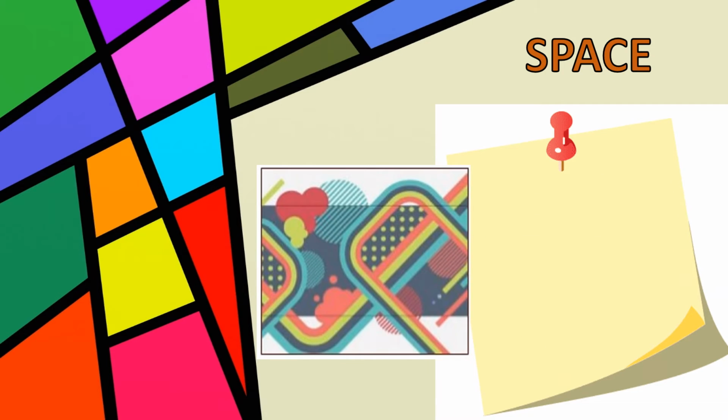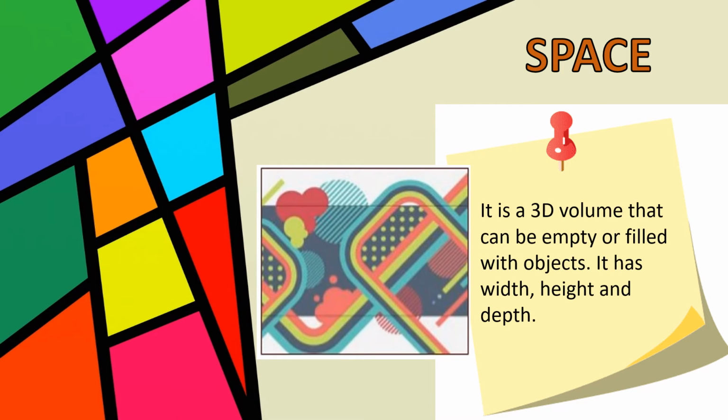Next basic element is space. Space is a 3D volume that can be empty or filled with objects. It has width, height, and depth.